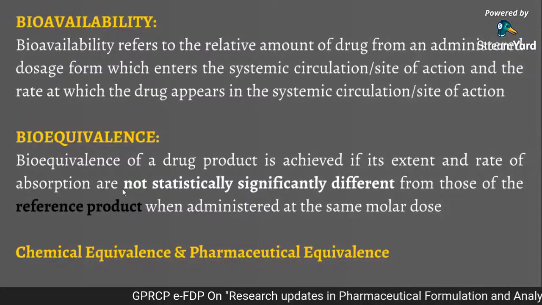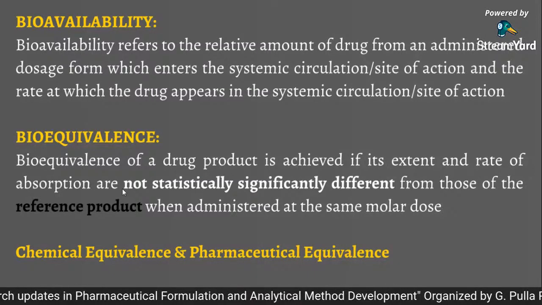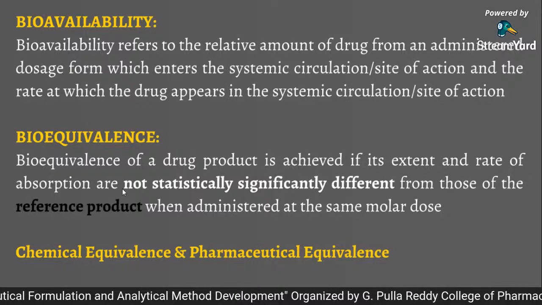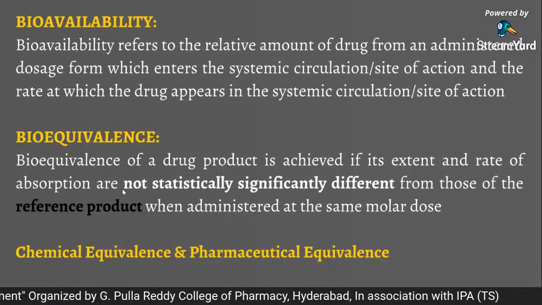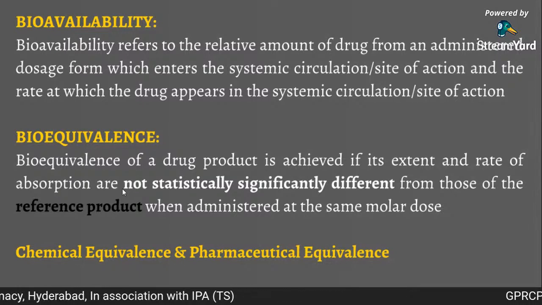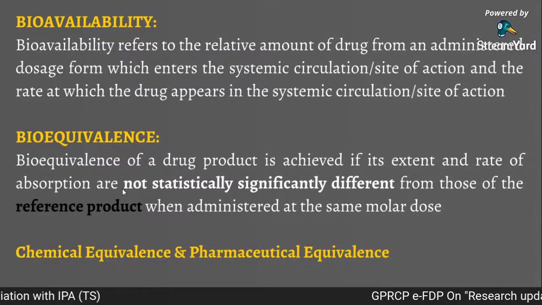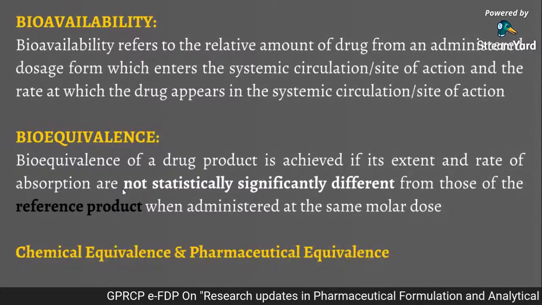This is the chemical equivalence. If the innovator is diclofenac sodium, the test formulation should also be diclofenac sodium. If the innovator is diclofenac potassium, the test formulation should also be diclofenac potassium. That means even the salt form should be the same, and the dose should be the same. When the drug and dose are both equal, these 2 formulations are said to be chemically equivalent.